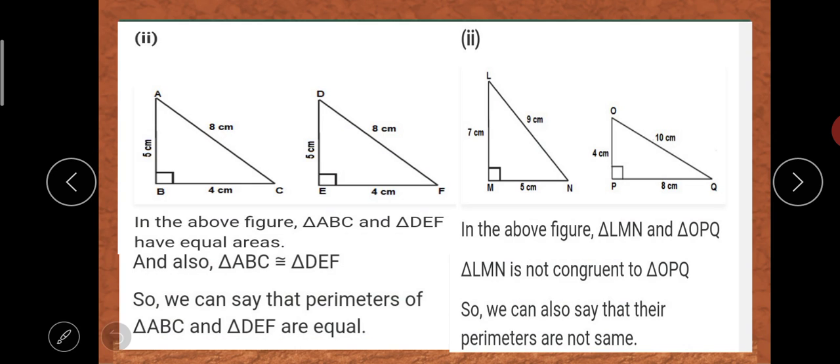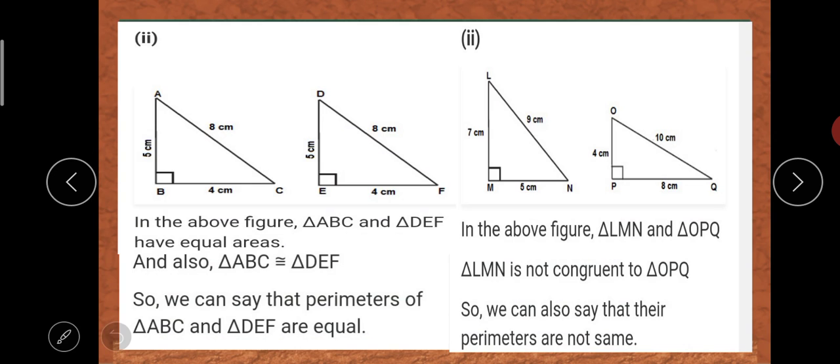AC, that is the hypotenuse, is given as 8 centimeter, here DF is again 8 centimeter. Base, what here? BC is 4 centimeter and EF is also 4 centimeter. Here both the triangles have the same angles and sides. That means they are congruent. So we can say that the perimeter of this triangle ABC and DEF is also the same. That means they are equal. We know how to find the perimeter.